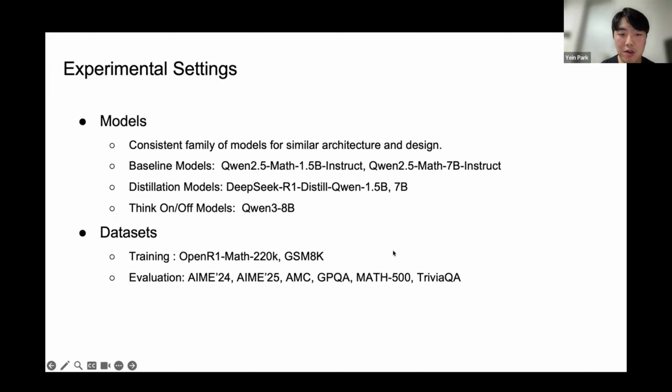And we also evaluate these models to find out how these emergent heads affect performance. So we use AIME and AMC, which are very famous reasoning evaluation benchmarks.